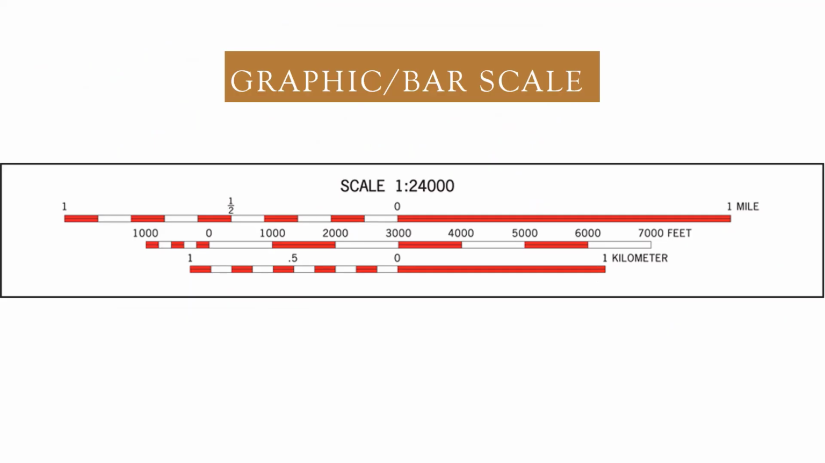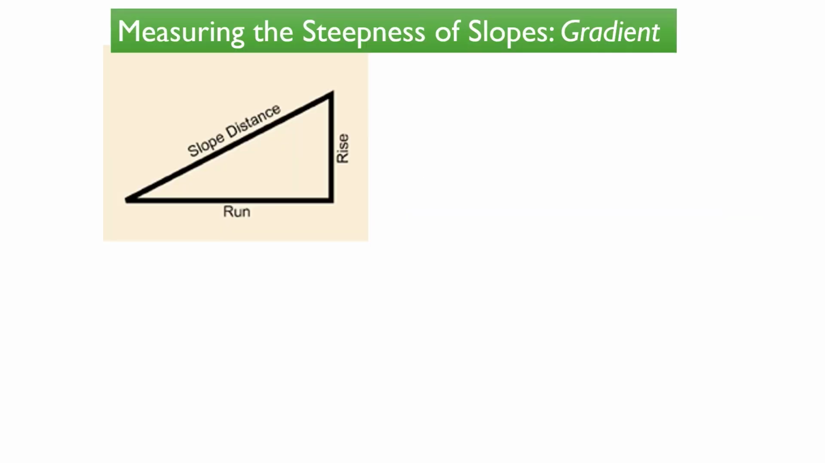Topographic maps always have a graphic or bar scale, which are used to quickly estimate the distances between two different places on the map. Contour lines allow for the steepness of slopes to be calculated. Knowing the steepness, also called the gradient, can be helpful when assessing geologic risks and planning developments such as homes or roads. You might recall solving rise over run problems in a math class. The same logic is used here to calculate gradient, as summarized in these steps.